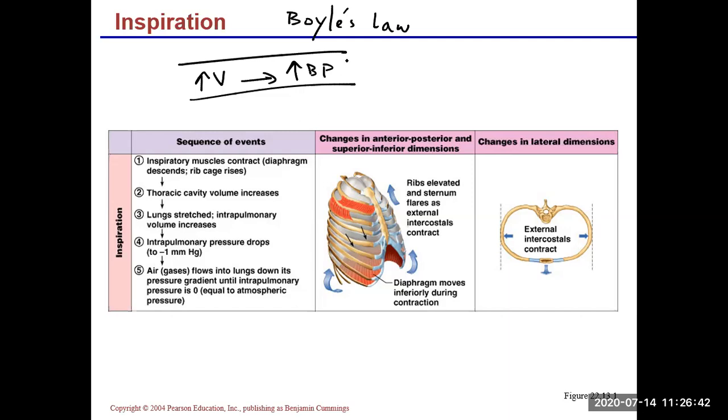It's because this diameter didn't change, folks. This diameter did not change in here. But when we're looking at the lungs, the inside of the chamber is changing. So let's take a look at what is happening.